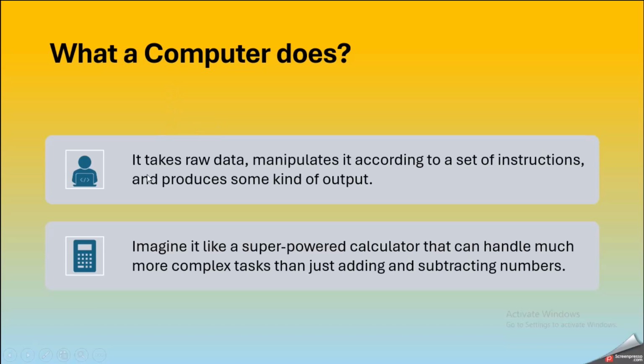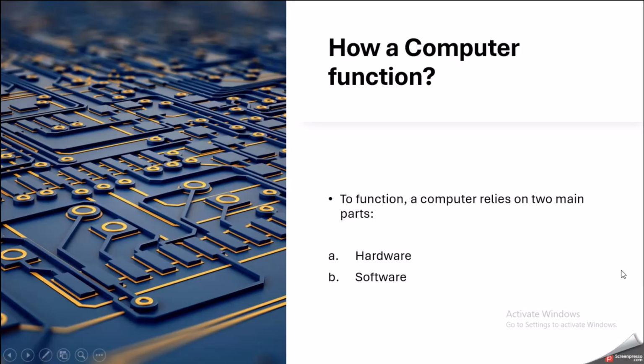A computer actually takes raw data, manipulates it according to some set of instructions, and then produces some kind of output. So what a computer does is that it takes some input in the form of raw data, manipulates it, processes it, and then produces some kind of output based on those instructions. We can imagine a computer like a super powered calculator that can handle much more complex tasks than just adding and subtracting numbers.